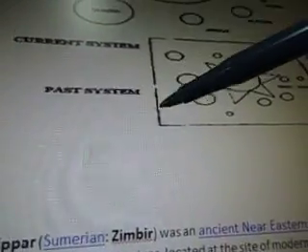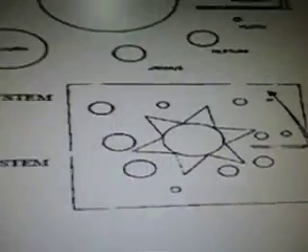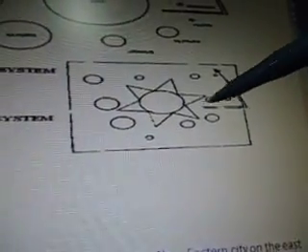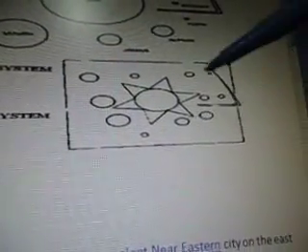This is the current system, this is the past system. So they're showing how it looks like here. This is the Sun, it shows the different systems and how they've switched. So for some reason, your planets have changed. Okay, so this is what it looks like now.